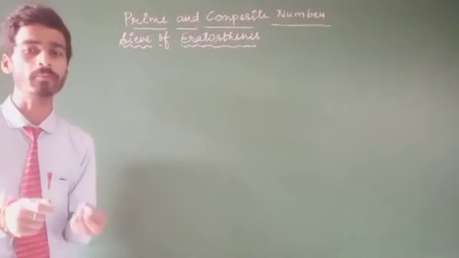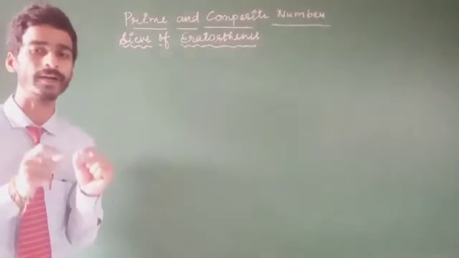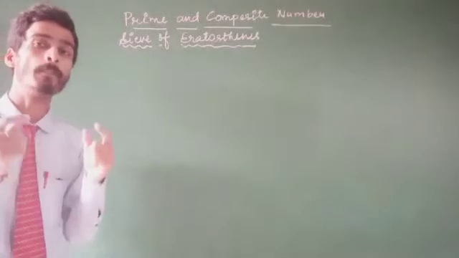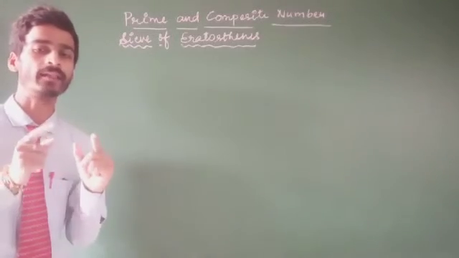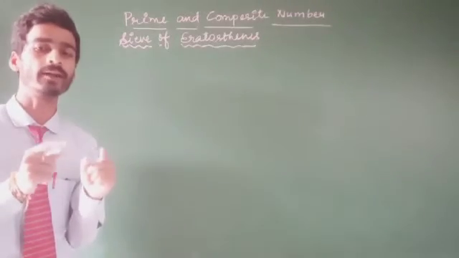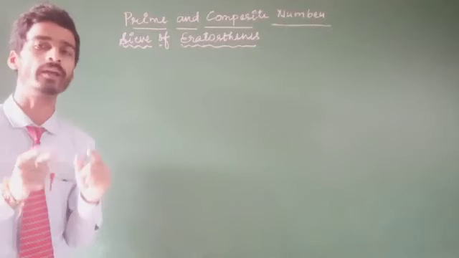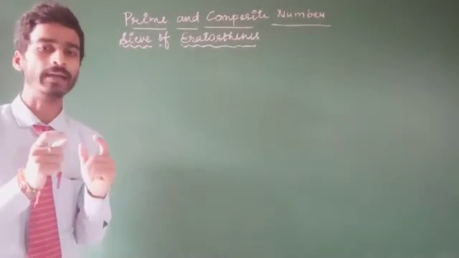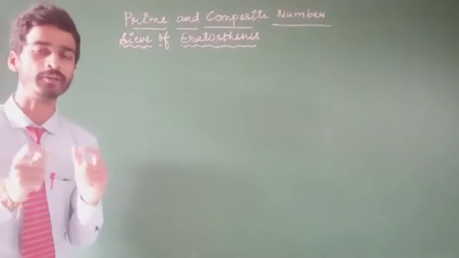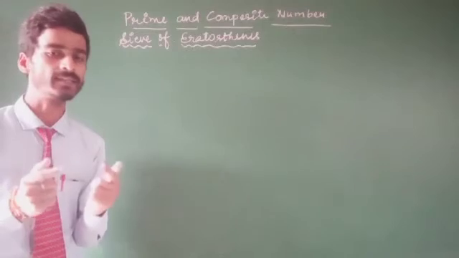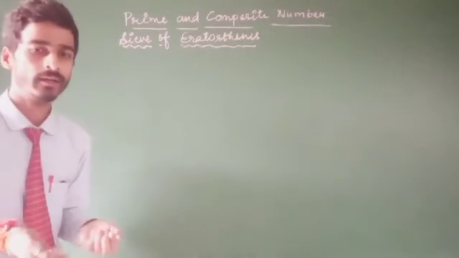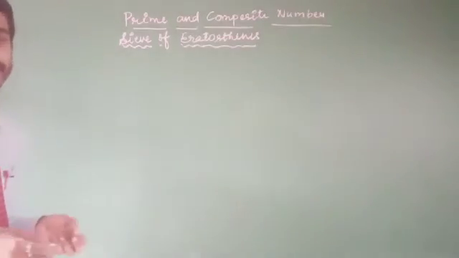Eratosthenes, a Greek mathematician, developed a method for finding out prime numbers by removing multiples. The method is known as the sieve of Eratosthenes. Let us find out the prime numbers between 1 and 30 by this method. The steps are the following.